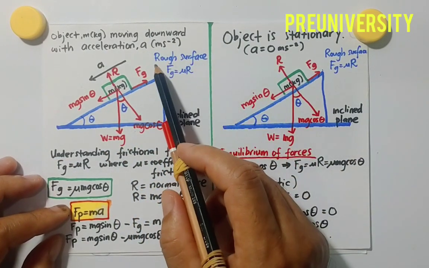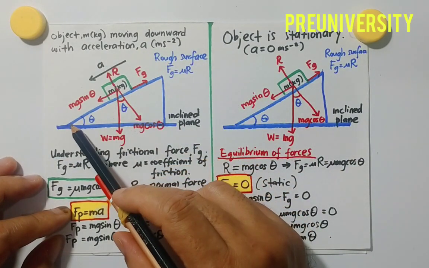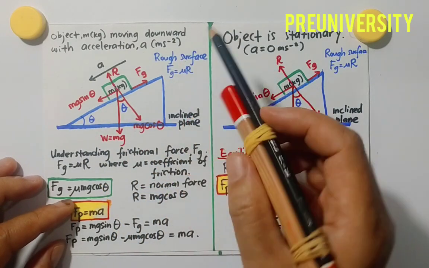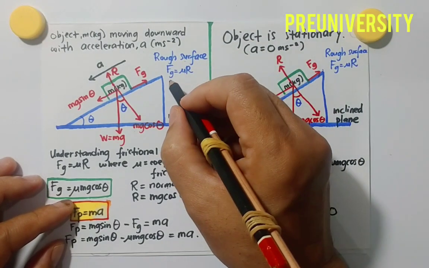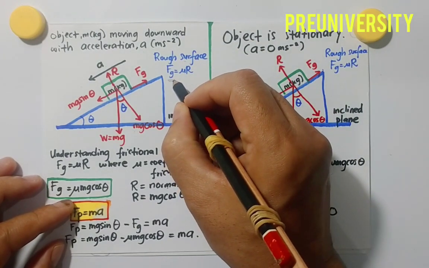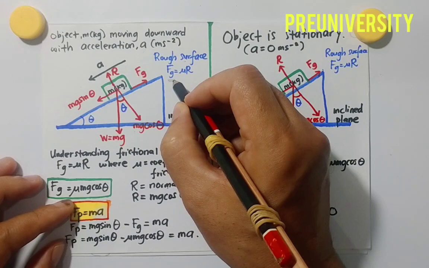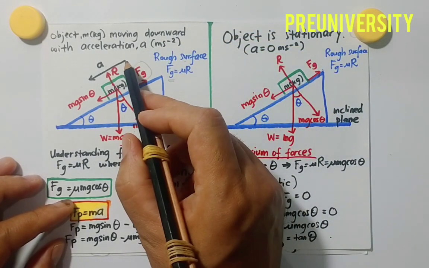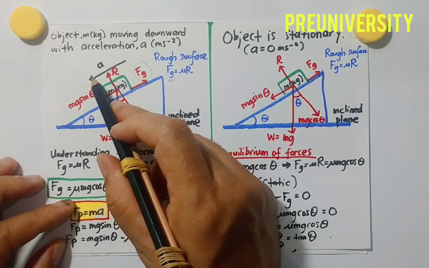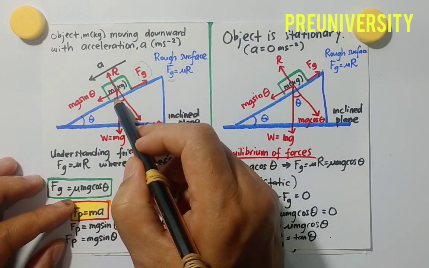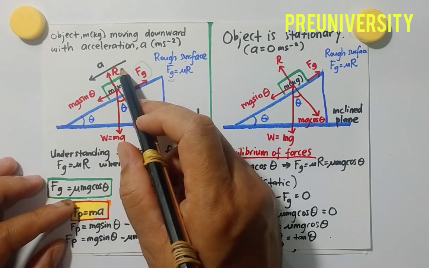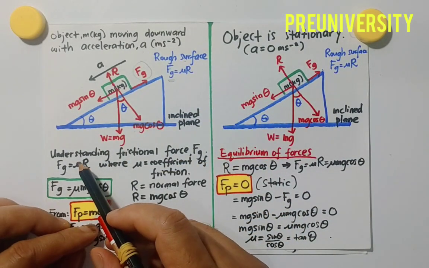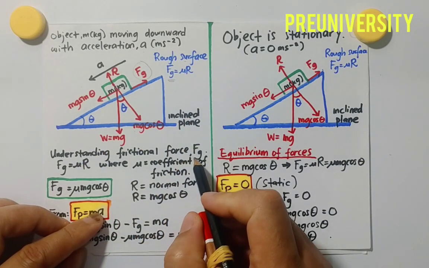Because this is a rough surface, that means we have the frictional force. Here is the frictional force. Because the object is moving downward, if the object is moving upward, the frictional force is in the opposite direction of the motion. Okay, so we continue. Understanding the frictional force Fg.